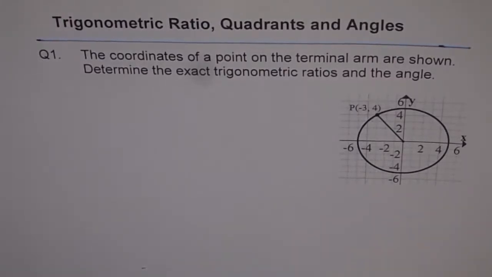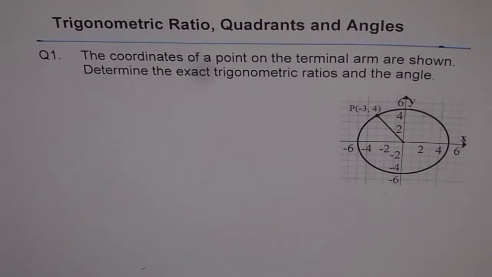Trigonometric ratios, quadrants and angles. Question 1. The coordinates of a point on the terminal arm are shown. Determine the exact trigonometric ratios and the angles.